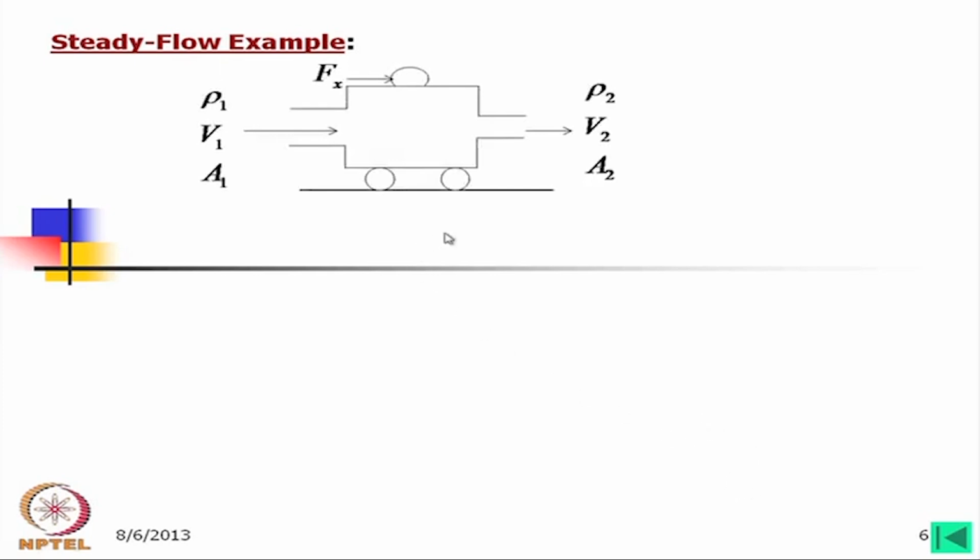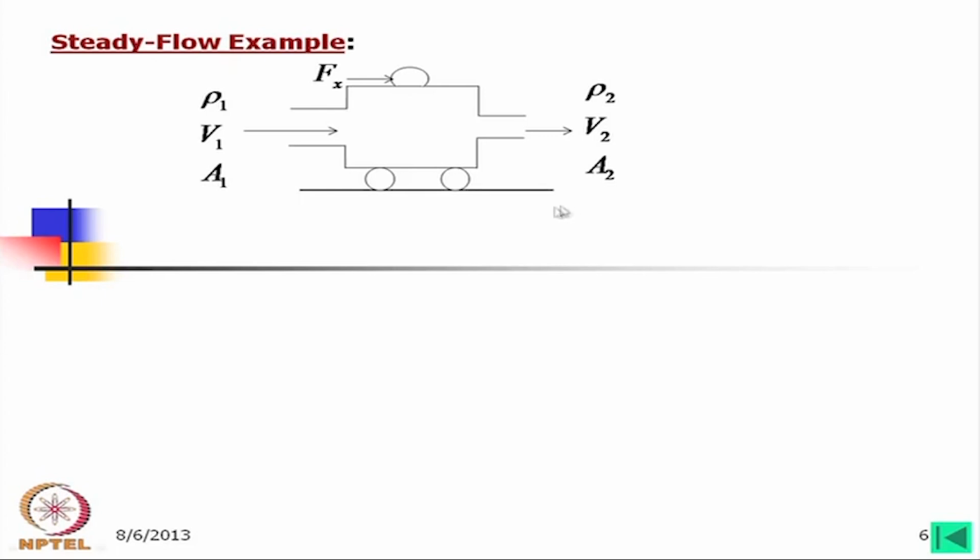Let us consider another tank. It is closed, and it has an inlet and an outlet. Now, let us consider that at the inlet the area is A1, the oil has density rho 1 and velocity V1. At the outlet it is rho 2, velocity V2 and area A2.